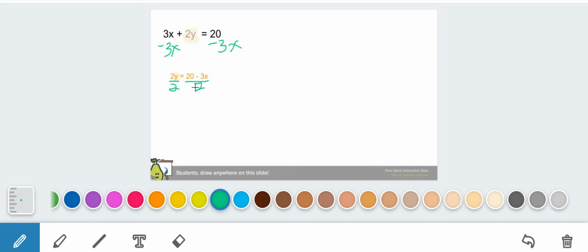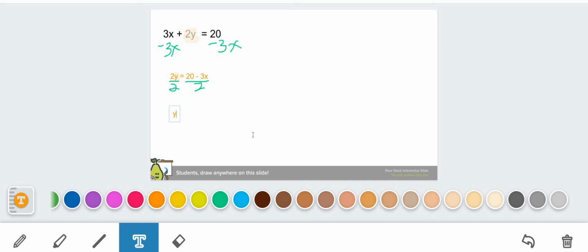I personally think you should leave it like this. Some people will distribute this out. I'll show both examples, but I want to just show you how I would do it. You know, I would do 20 minus 3x divided by 2.